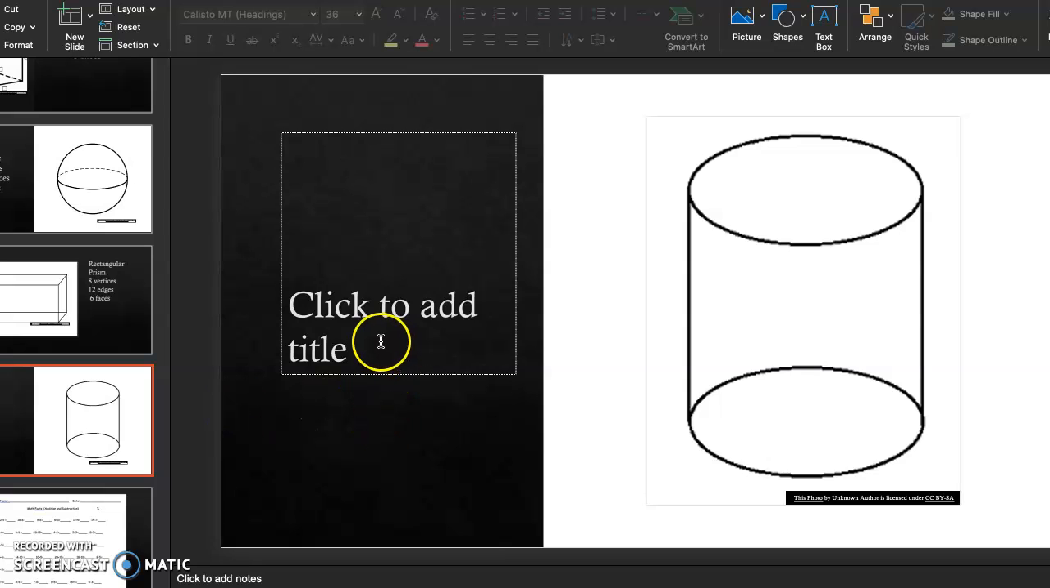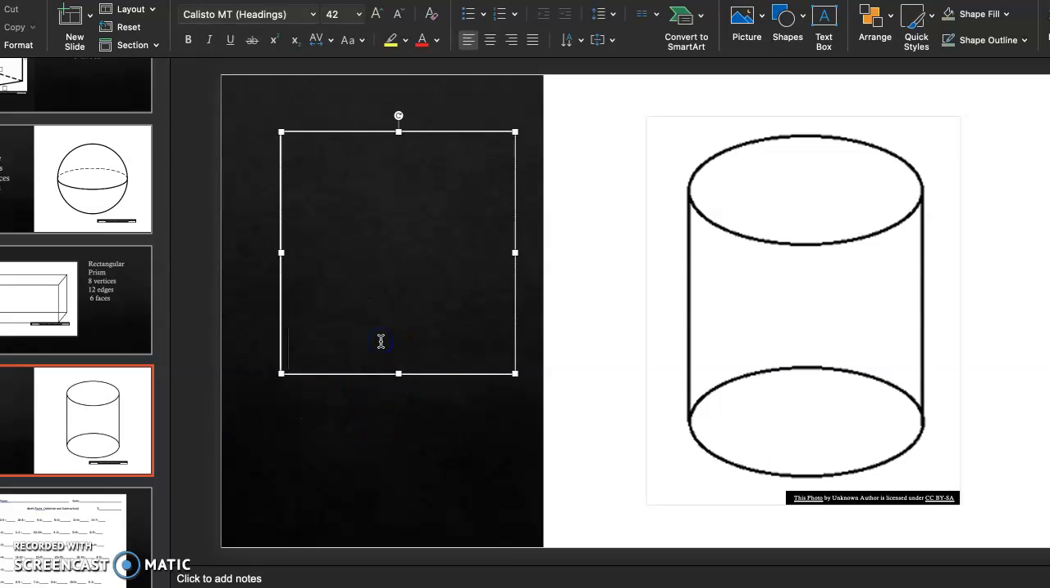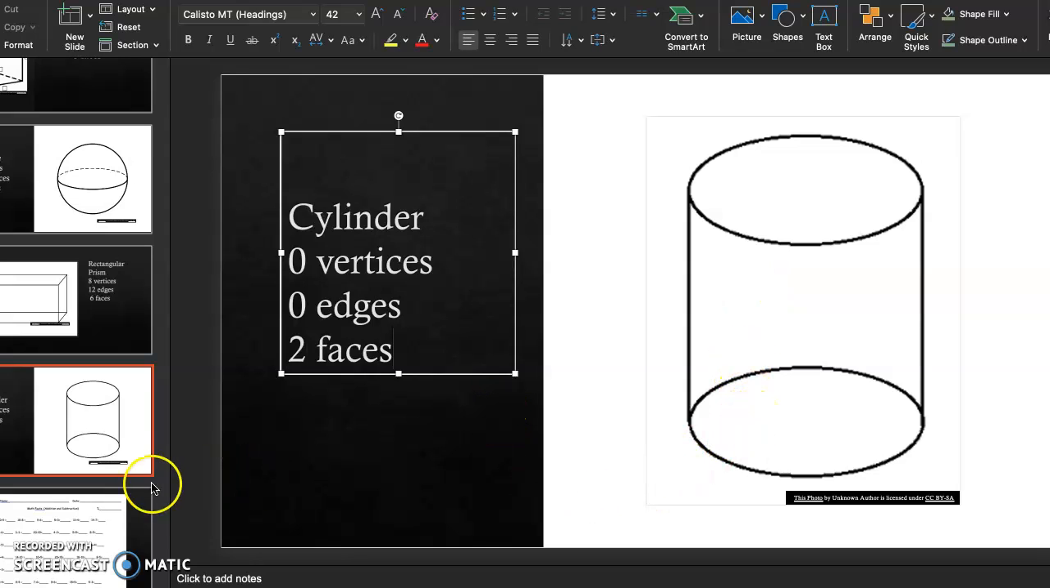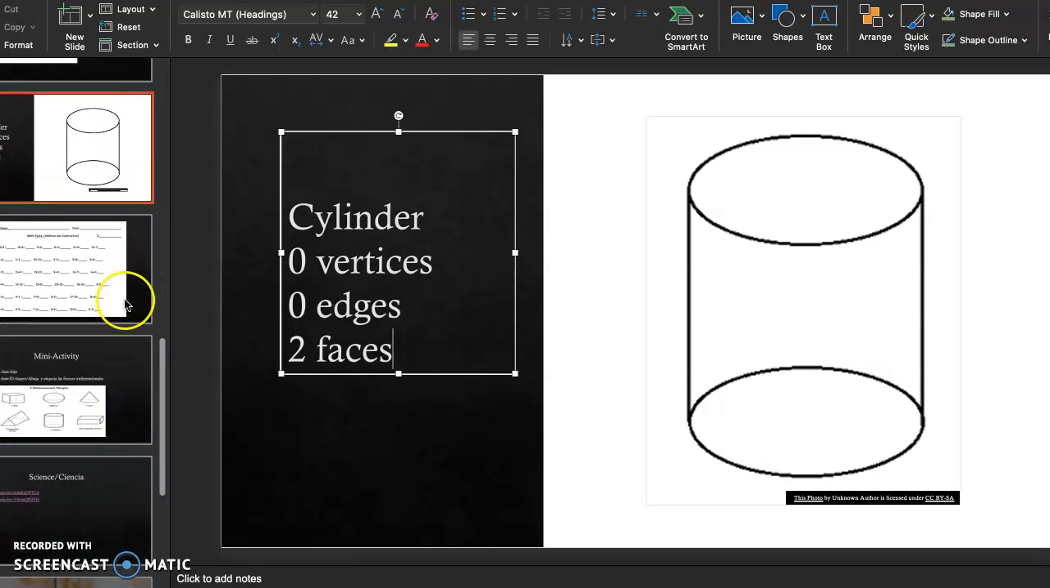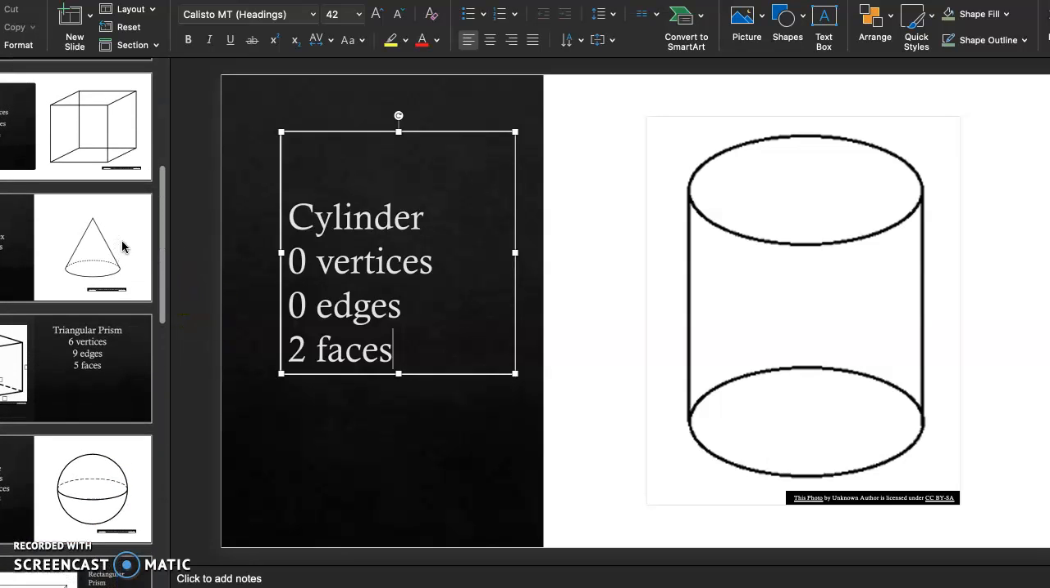All right, our last shape for today, cylinder. This is a cylinder. How many vertices? 0 vertices. How many edges? 0 edges. How many faces? 1, 2. 2 faces. Yay! All right, now I'm going to move on. So those were our 3D shapes.